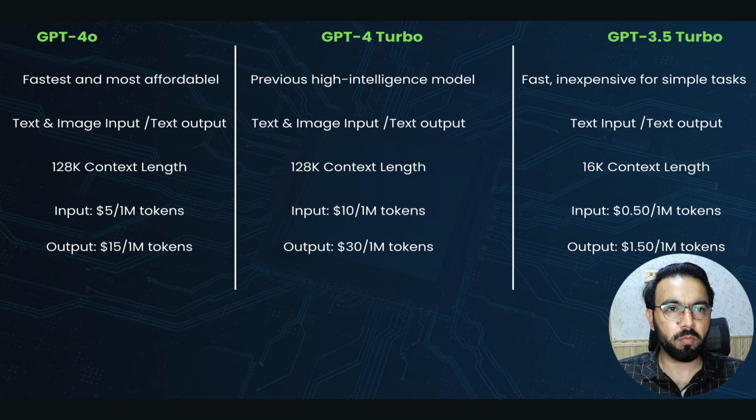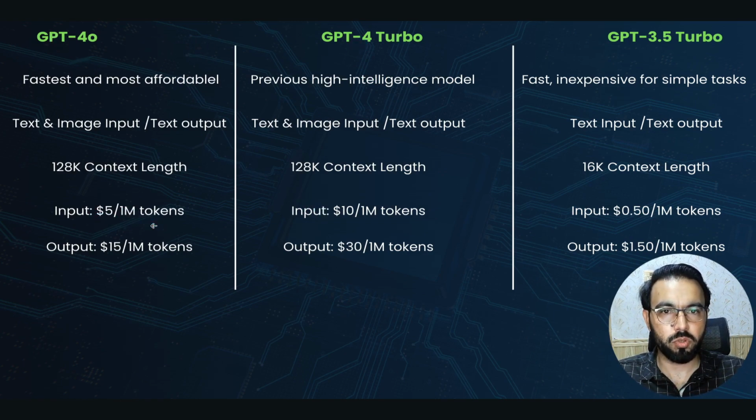So you can see the 3.5 model is the cheapest one, because it only costs you $1.5 per 1 million tokens, while 4 Turbo and 4o will cost you $30 per 1 million and $15 per 1 million. And the same goes for the input. 3.5 will cost you $0.5 per 1 million tokens, and GPT-4 Turbo and 4o will cost you $10 and $5 per 1 million tokens.